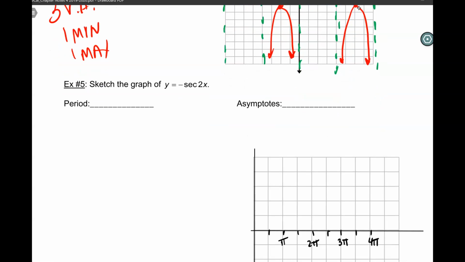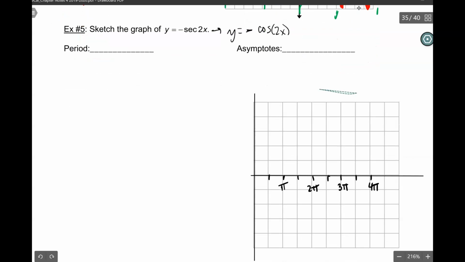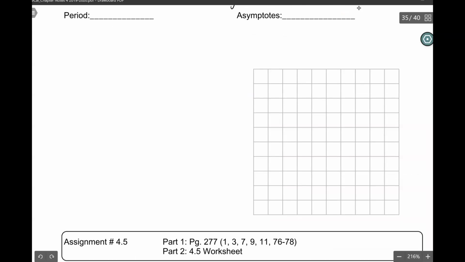Okay, so now, last example. First step we want to do is draw out the corresponding reciprocal function. So here I have negative secant of 2x, so I want negative. Reciprocal of secant is cosine of 2x. Okay, so let's draw this first. I'm going to erase this because I don't want these. I got a little too graph happy. So I am going to draw this out.